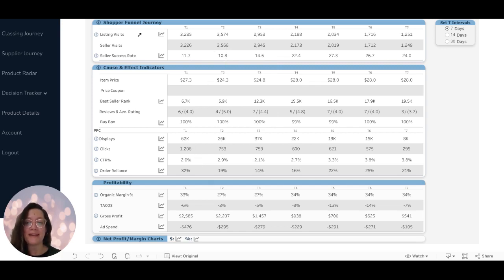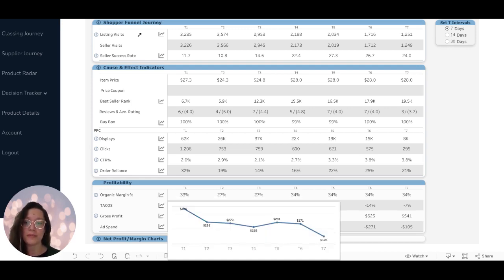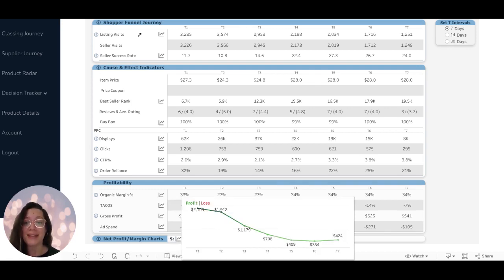However, the most telling point is the profits. How is the bottom line with this decision? The increase in price has increased the margins. And even taking into account the increased ad spend due to increased clicks, at the end of the day, T1 has been the most profitable interval.